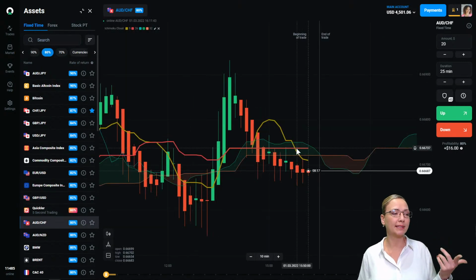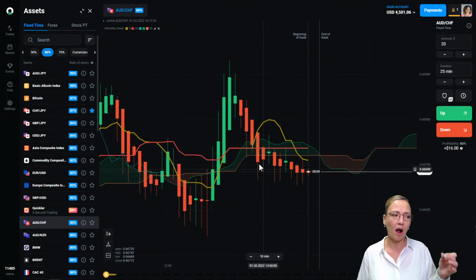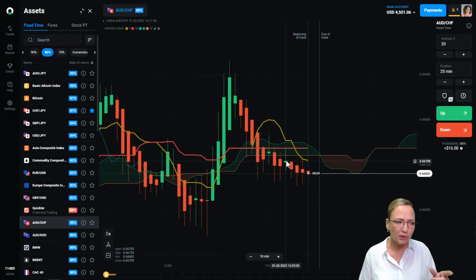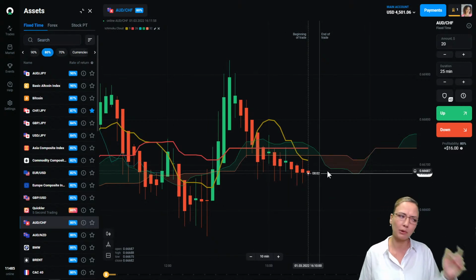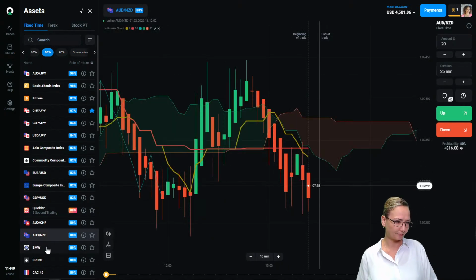All right, so what we see is we did have a TK cross right here, but what you can see is the Heikin-Ashi candles are basically showing us indecision because we have different colored candles, small body candles, wicks above and below. So right here, I would not enter a trade at this time.